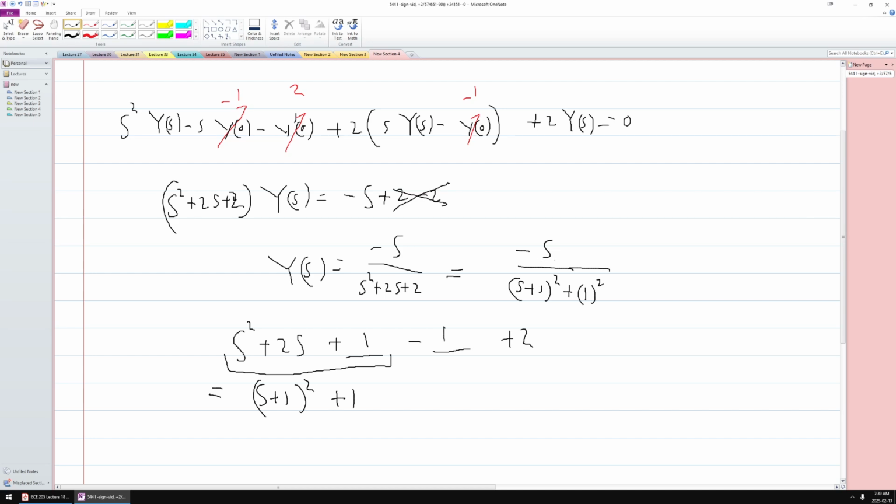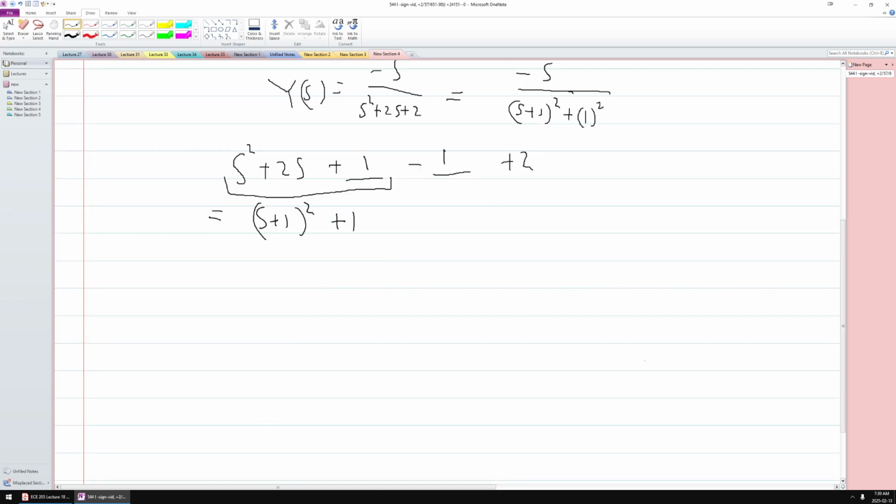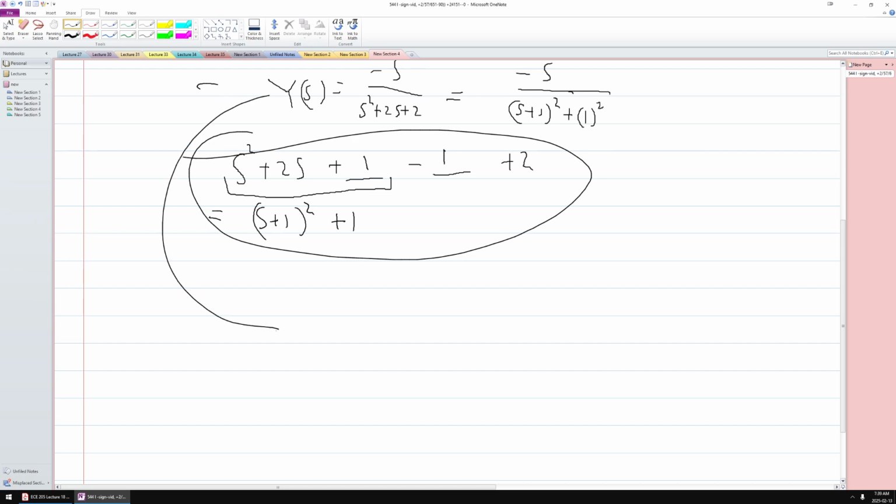Now what I can do, I'll just scroll down here, is I can rewrite this and say my Y(s) is going to be, I want an s plus 1 over (s plus 1) squared plus 1. I'm just going to drop the square. I want this to look like this, but I currently have a minus s. So I could do this. Now I get my minus s, and I could add a 1 back.